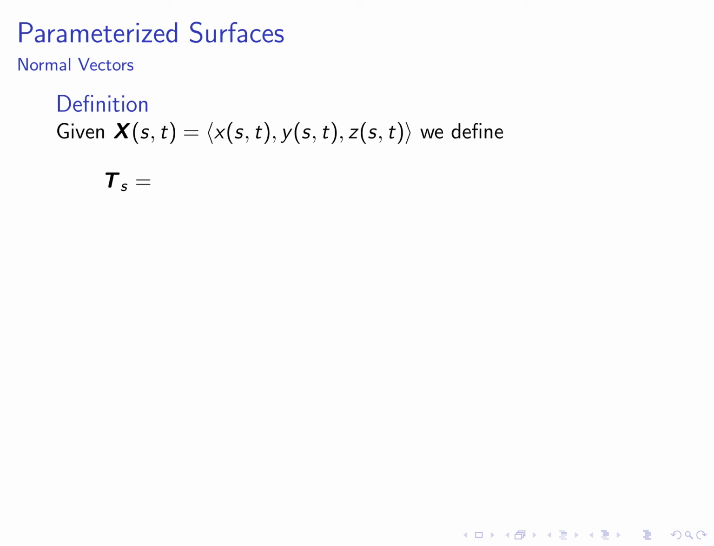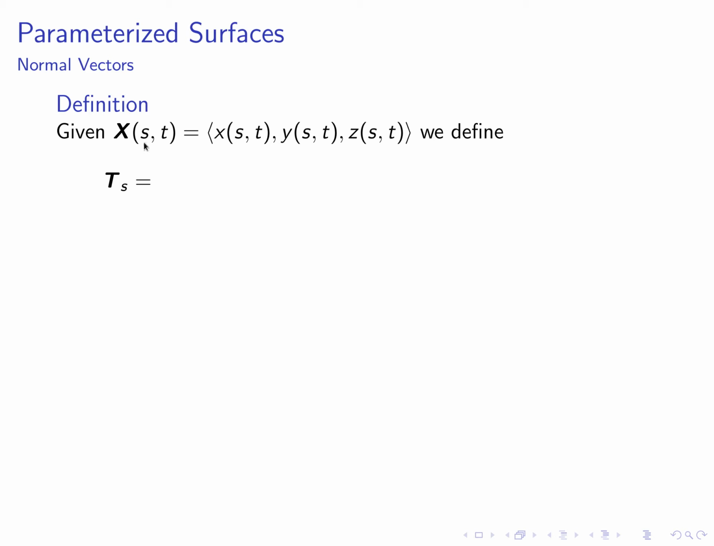Let's turn our attention now to the geometry of parameterizations. Let's say our parameterization is given by bold x of two input variables, maybe called s and t. And let's label the output coordinates as the functions x of s,t in the first coordinate, y of s,t in the second coordinate, and z of s,t in the third coordinate. Given this setup, we define three important vectors.